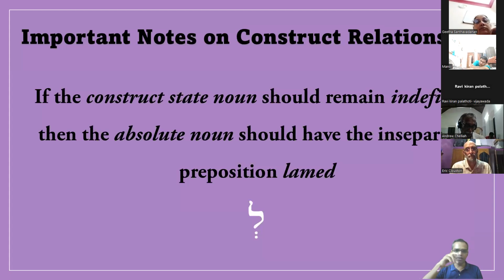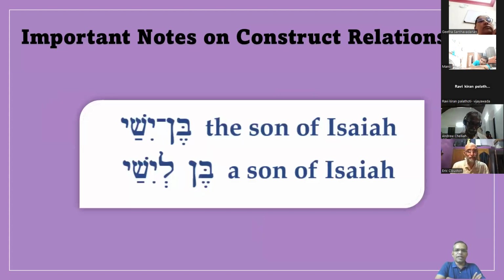Everything depends upon the absolute noun. If the absolute noun is carrying a definite article, that will be applied to the construct state noun. But if we want the construct state noun to be indefinite, even if the absolute noun is definite, then there will be a lamed placed before the absolute noun. Ben Yishai, the son of Jesse. Ben le-Yishai, a son of Jesse.